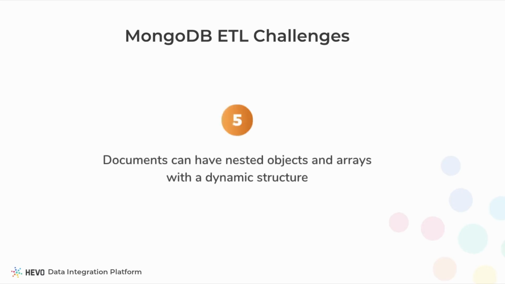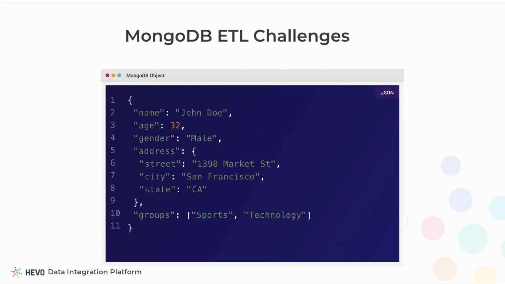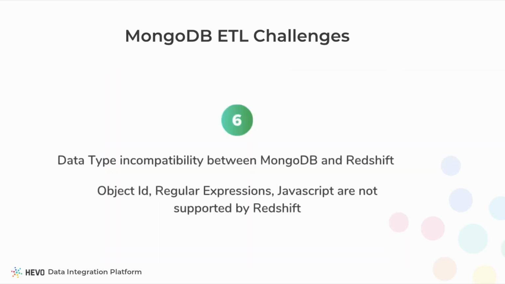The most complex of MongoDB ETL problems is handling nested objects and arrays. MongoDB allows nesting objects and arrays at any depth. A complex real-life scenario may become a nightmare trying to flatten such documents into rows and columns for a Redshift table. Not all data types of MongoDB are compatible with Redshift. Object ID, regular expression, and JavaScript are not supported by Redshift. While building an ETL solution from scratch, you'll have to write custom code to handle these data types.